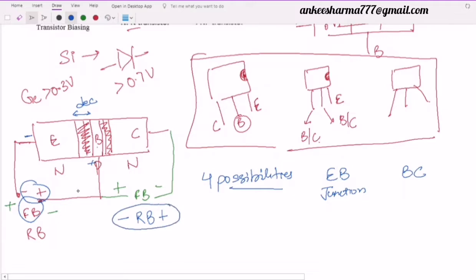But if I take the other case, in which I reverse bias my base and collector, this negative and this positive will make the base-collector reverse biased, and what is going to happen? This width will increase. We have seen that in reverse bias the width increases, and I have explained it there with the formula also. Does anybody remember that?